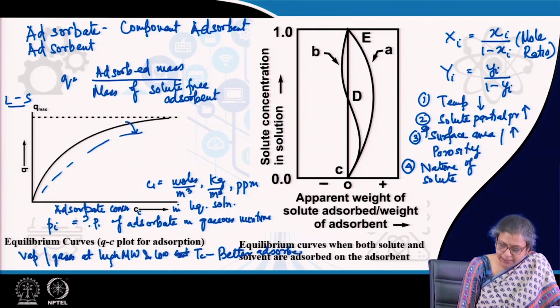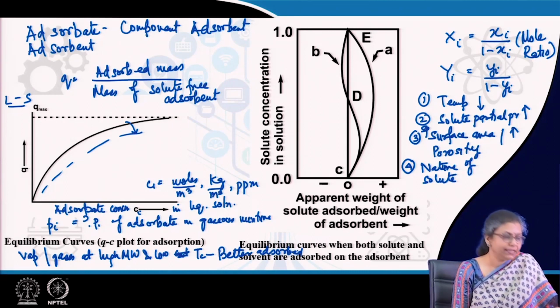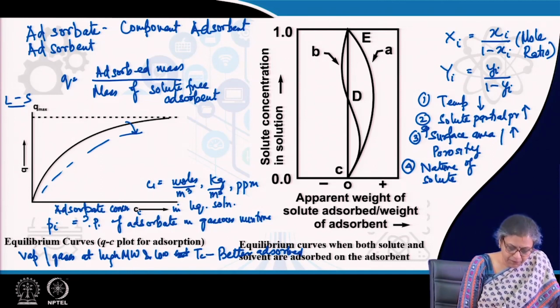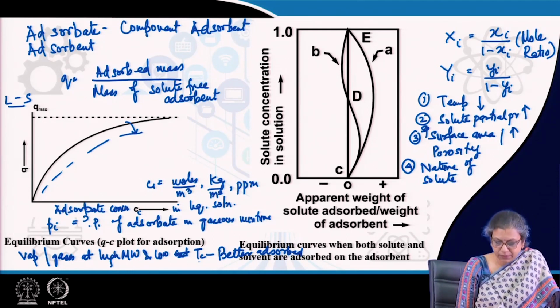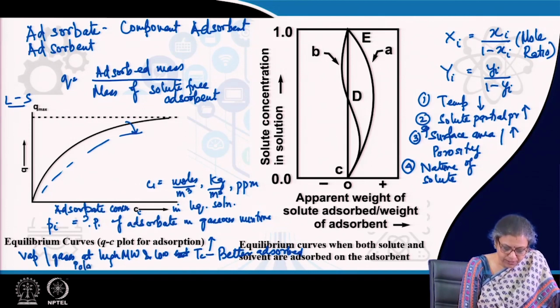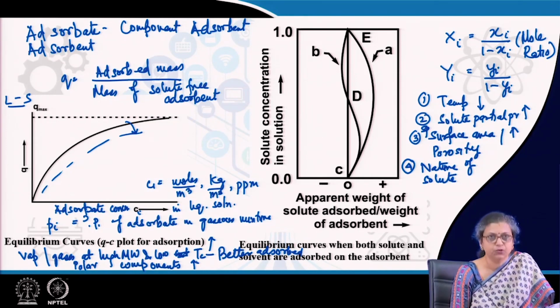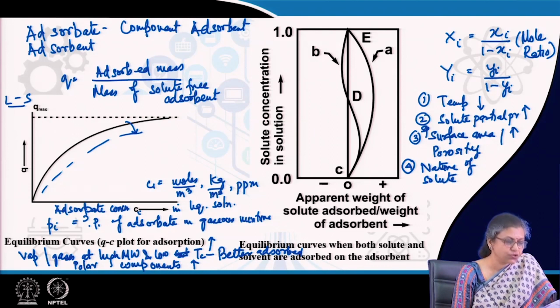Comparatively, we find that permanent gases are less readily adsorbed. In the same way, polar molecules are better adsorbed. So, vapors or gases with high molecular weight and low Tc are better adsorbed, permanent gases are less readily adsorbed, and polar components are also much better adsorbed. So, they also give a higher adsorbent loading, and this explains why water is much more readily adsorbed as compared to, say, hydrocarbons, etc.